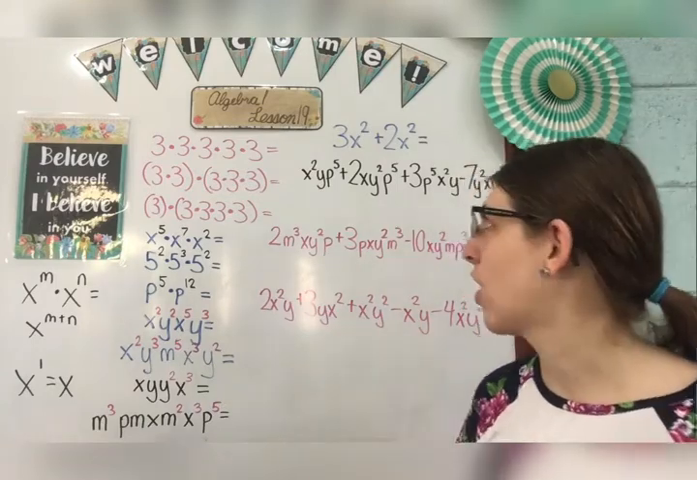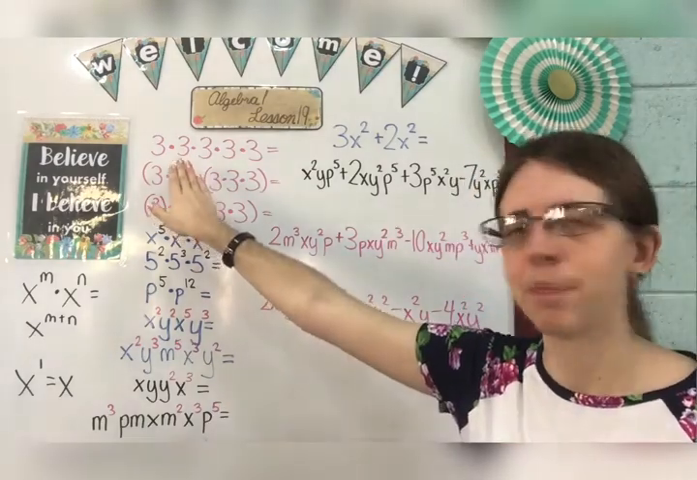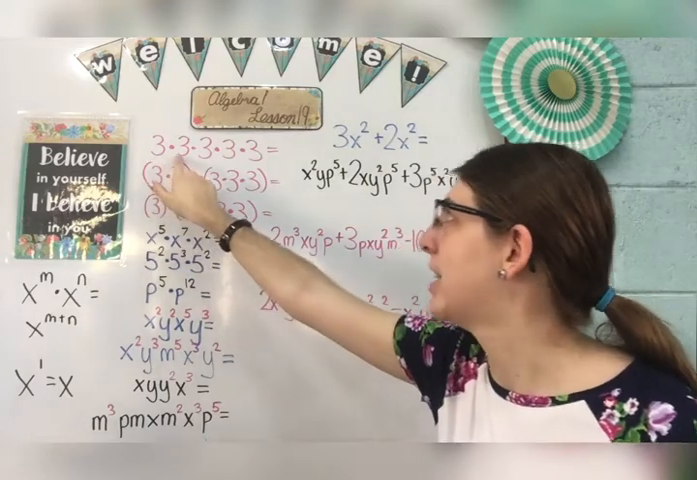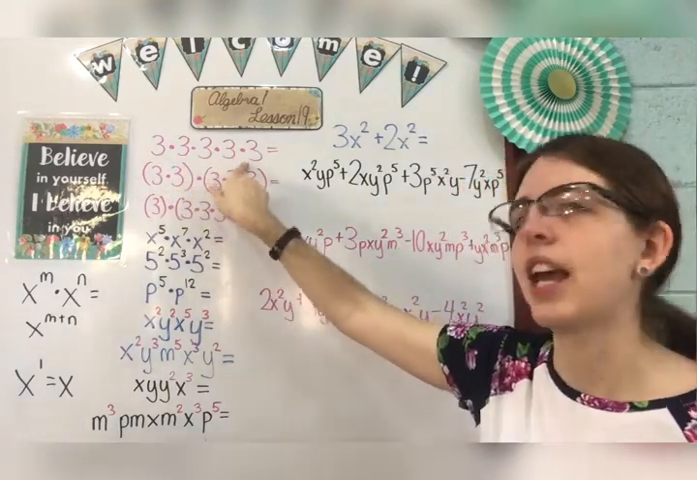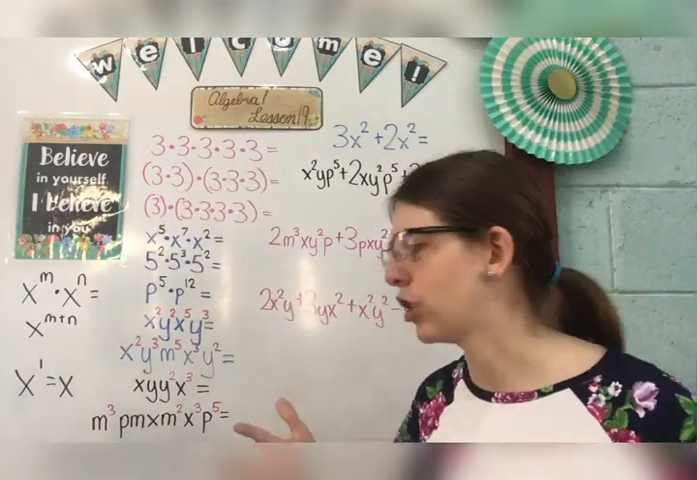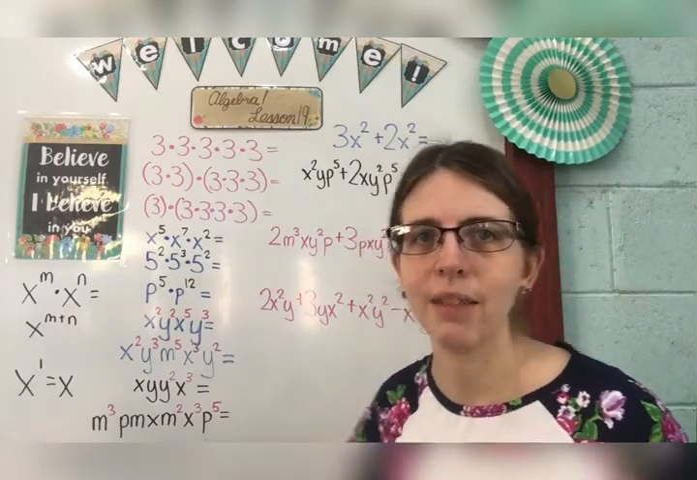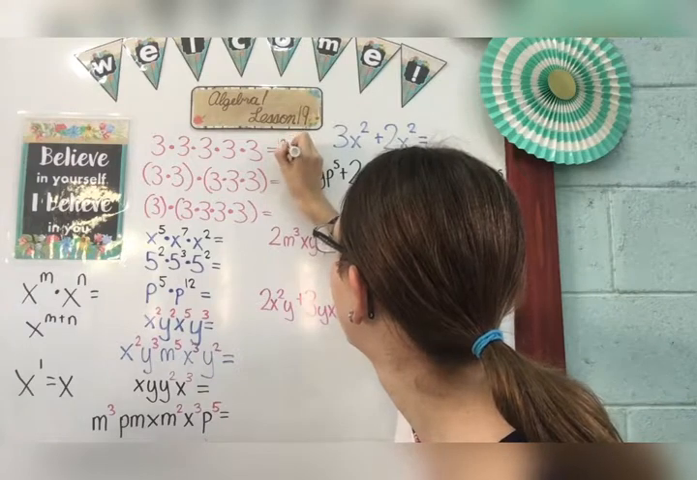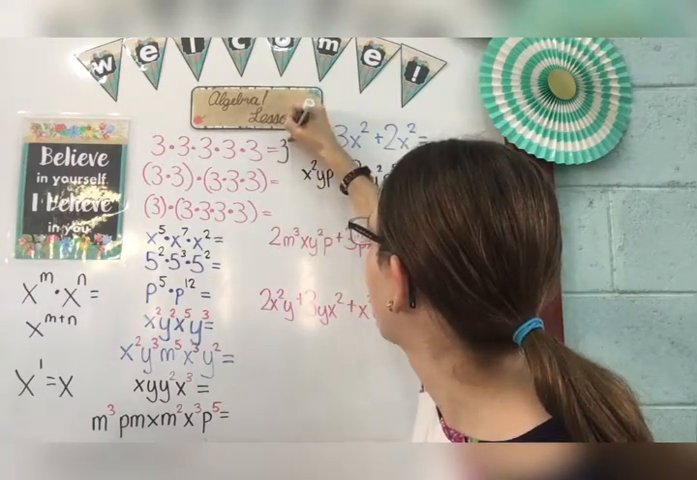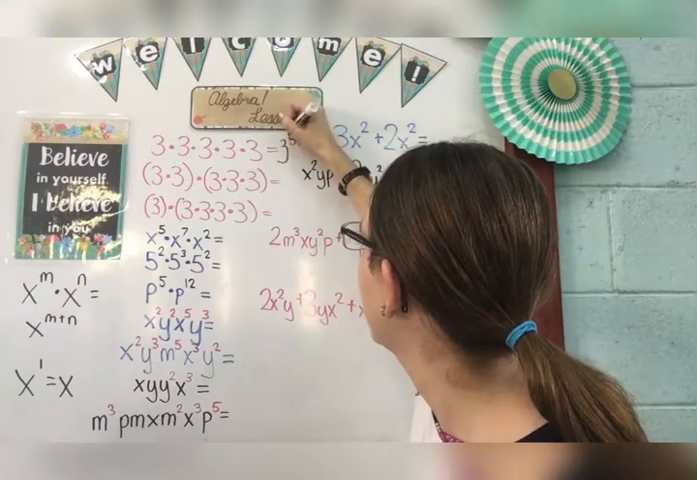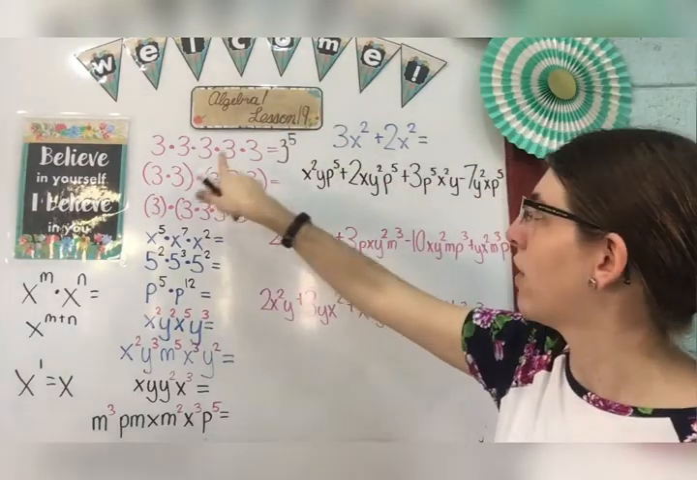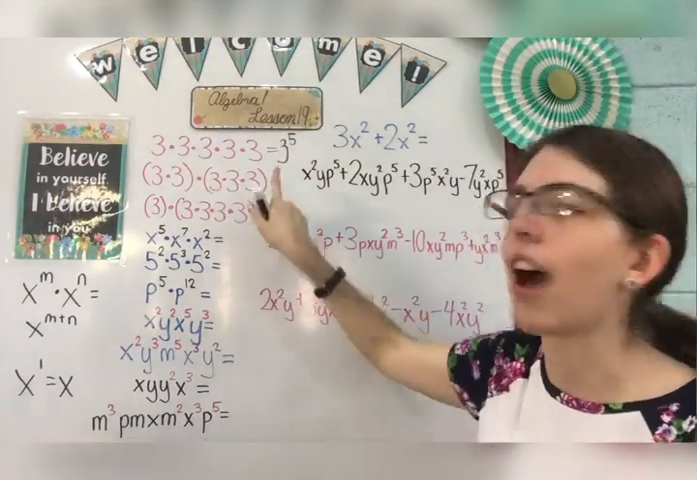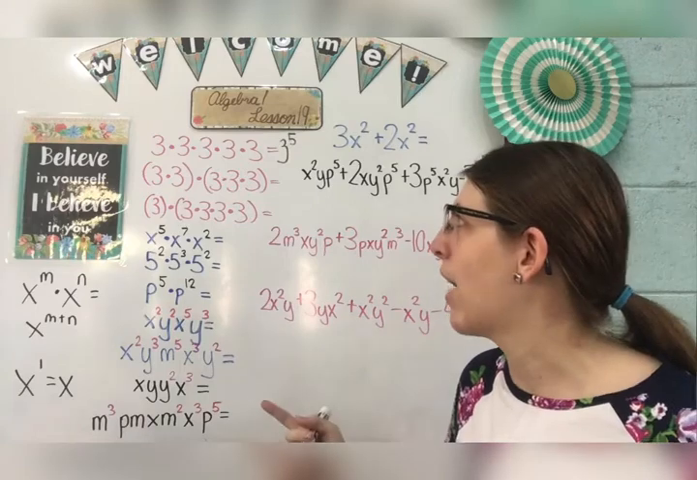Okay, let's start with this pink part right up here. If I say I have 3 times 3 times 3 times 3 times 3, and I want to show this expression without actually multiplying anything, I could show that I have 3 to the 5th power. Try not to erase anything. Okay. So I have 3 to the 5th power. I have 5 threes. Now how about here?